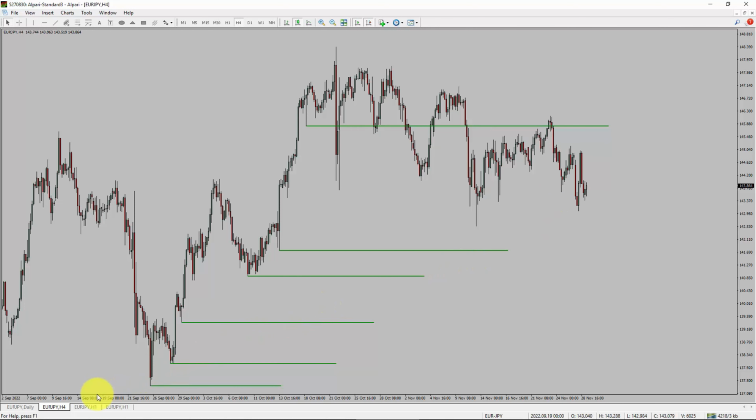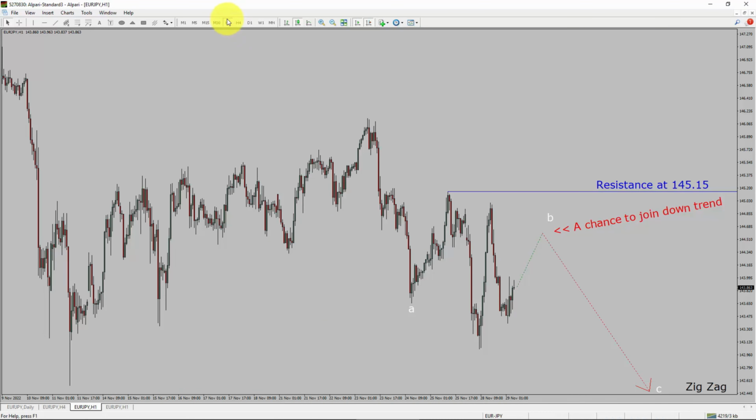Next, let us take a look at 1-hour chart. The trend is down in 1-hour chart. Intraday resistance is present at 145.15 price level. I expect bearish corrective wave C to move down, which offers a chance to join the downtrend in Euro Yen pair.